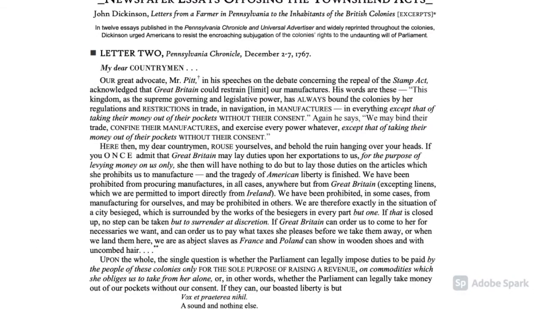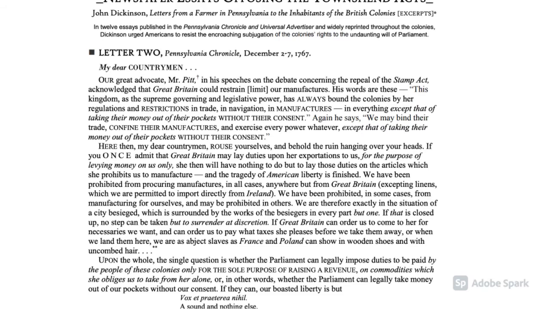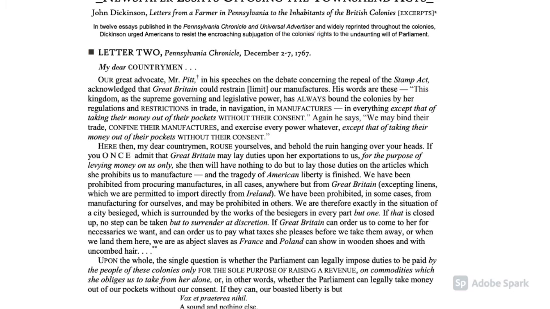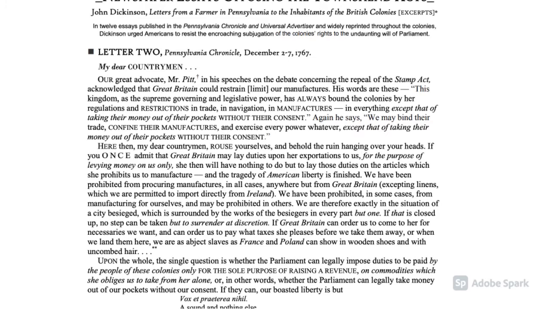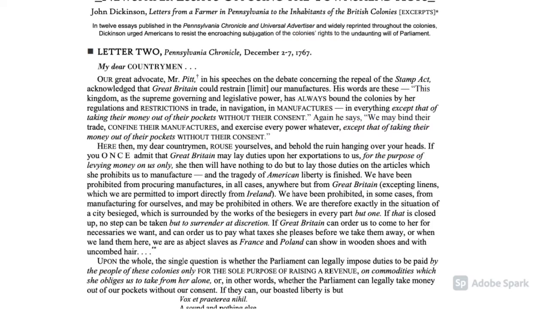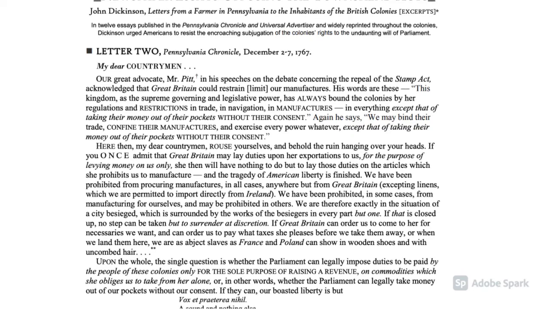The second source here is from a series of letters from a Pennsylvania farmer, and these gained popularity with the opposition to the Townshend Acts. And as you can see here, he is saying that the single question is whether the Parliament can legally impose duties to be paid by the people of the colonies for the sole purpose of raising a revenue, or can Parliament legally take money out of our pockets without our consent? And the ending, most interesting, says, if they can, our boasted liberty is but a sound and nothing else.